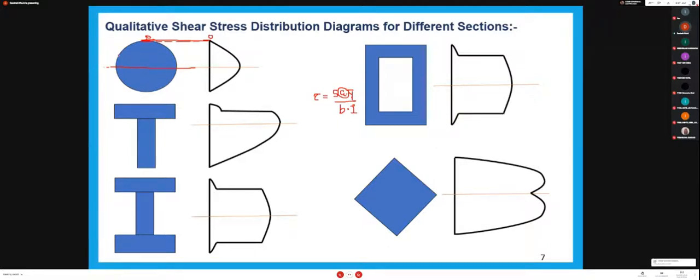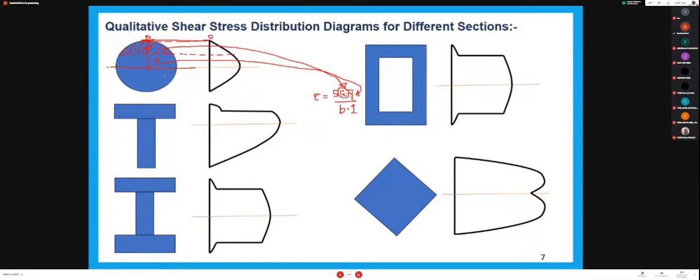Now if you consider any intermediate level here, we consider the area above that section. So the area above that section is this. We calculate this area, and this area is put here as A. Now y bar is the centroid of that area to the neutral axis distance. So this is your y bar, and this y bar value is put here.